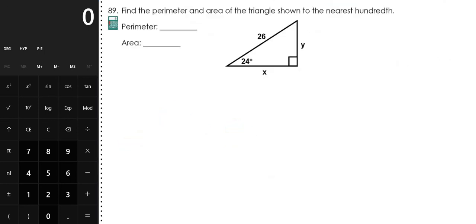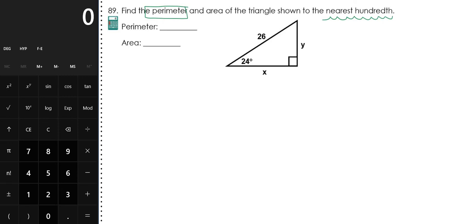Number 89. Find the perimeter and area of the triangle shown to the nearest hundredth. So our final answer is going to be to the nearest hundredth. Every answer in between, though, you're going to want to go out at least 4 decimal places before you tell me the perimeter and the area. So let's start with perimeter.